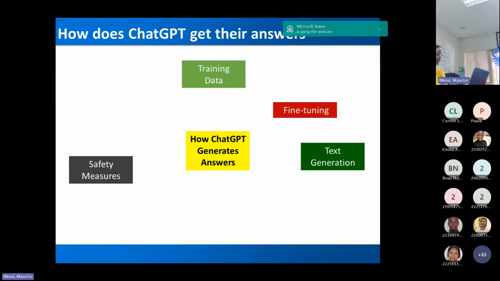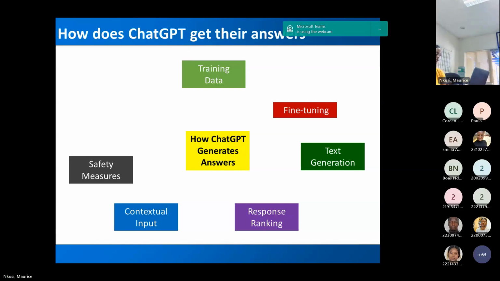Text generation is where the model predicts the most likely next words or text tokens based on the input and its pre-trained knowledge. Response ranking: once you enter a prompt, ChatGPT has several responses waiting, and it uses a ranking based on coherence, relevance, and informativeness to choose the one that you will see. After that, we have contextual input. This is where ChatGPT interacts with users through a user interface application. Users input questions or prompts and ChatGPT generates responses accordingly.